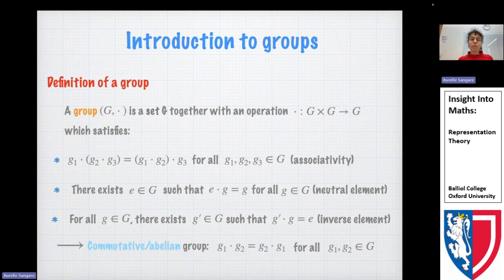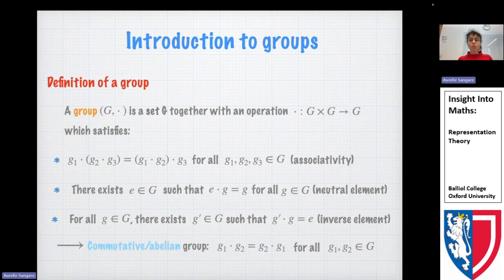And this is not the same as saying that there exists some element g prime in your group, such that whichever other small g you choose in your group, g prime times g is equal to e is satisfied. No, because we don't have one element such that you multiply it by any other element and you get the neutral element.